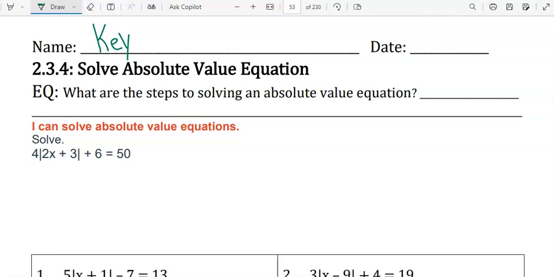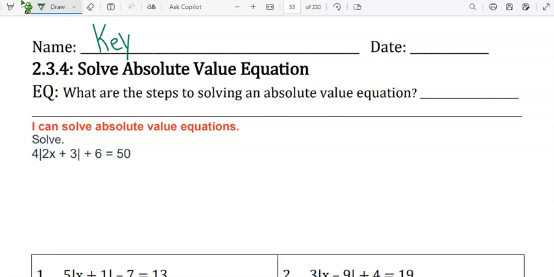2.3.4, solve absolute value equation. Set your question. What are the steps to solving an absolute value equation? Skill: I can solve absolute value equations. Solve: 4 times the absolute value of 2x plus 3, plus 6 equals 50.